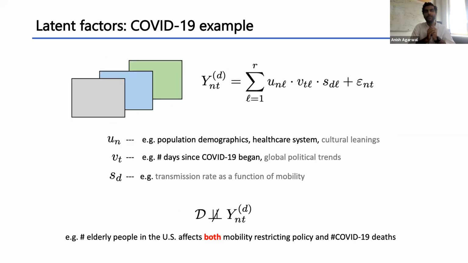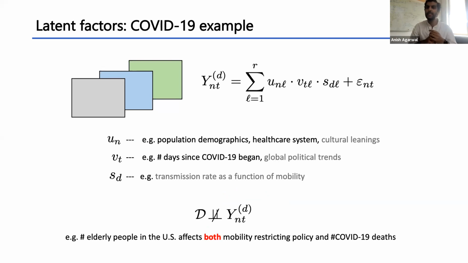So just to build some intuition from, say, the COVID-19 example, here U_n could represent things like population demographics and the healthcare system. It could also represent things that are just not available from data, say the cultural leanings of that country. V_t, for example, could represent the number of days since COVID-19 began. It could also represent things like the global political trends. And S_d, which is a latent factor associated with the intervention, could represent how the transmission rate of COVID is a function of the mobility restriction, which may or may not be available.